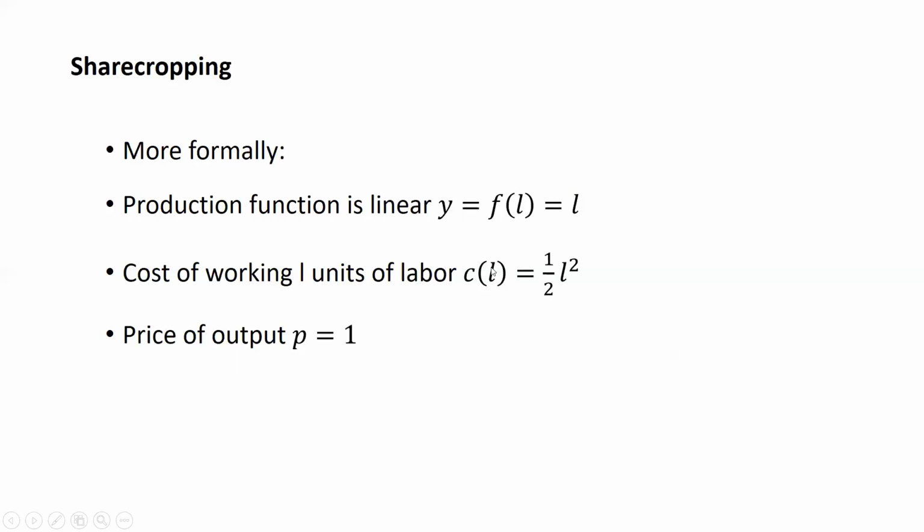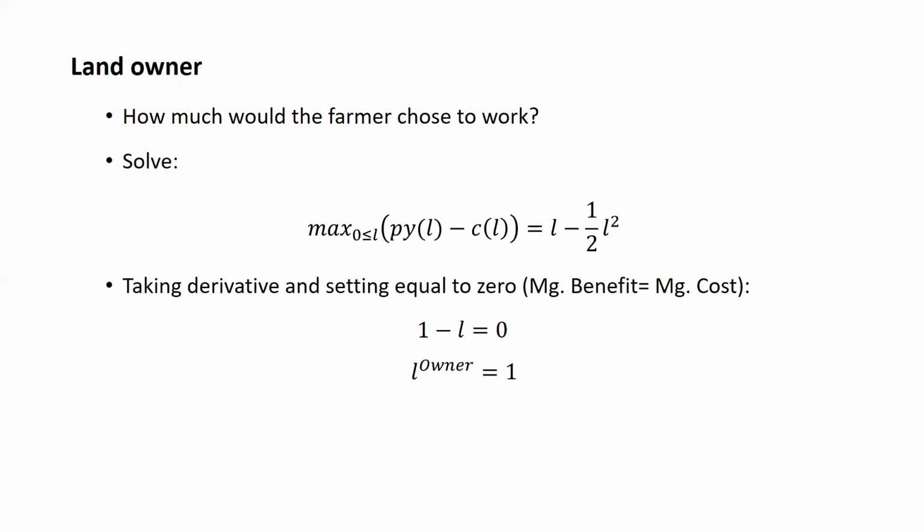The more you work, where L is how much you work, if you work L hours, you have a cost of 1/2 L squared. And this captures the idea that there's an increasing marginal cost to effort. Putting in additional effort becomes increasingly more costly. And then we assume for simplicity that the price of the crop you're going to sell is equal to 1.